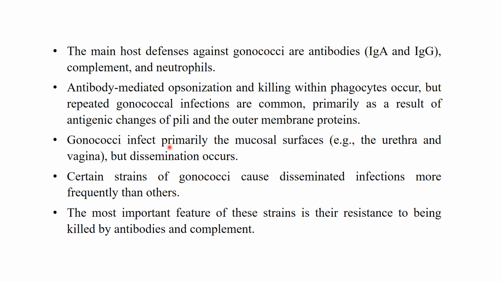Gonococci infect primarily the mucosal surfaces, the urethra and female genital tract, but dissemination can also occur. Dissemination means the spread to other organs as well. Certain strains of gonococci cause disseminated infections more frequently than others. The most important feature of these strains is their resistance to being killed by antibodies and complement.